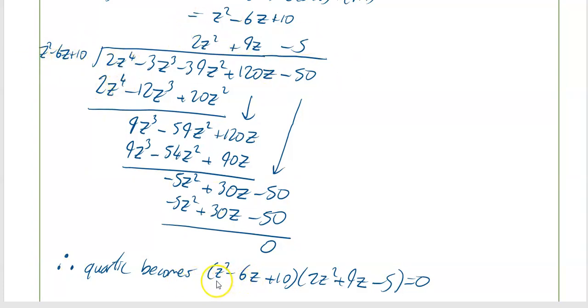Okay, our quartic then becomes, we've got this quadratic times this quadratic gave you this quartic. So our quartic now becomes a quadratic upon a quadratic. And we then want to solve this one. This one, I think we already know. So we want to have a go at solving this one here.